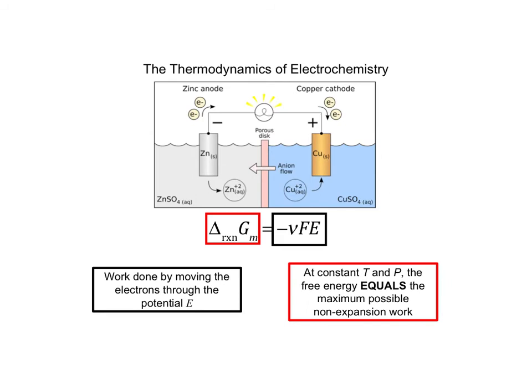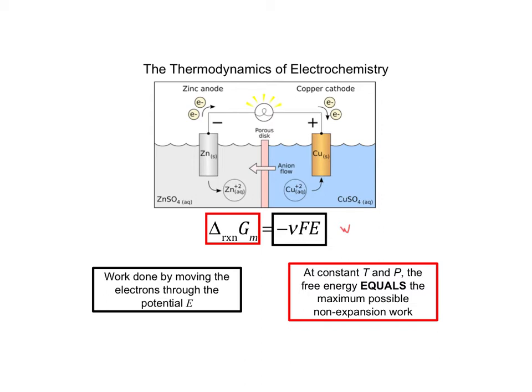So really, work is being done. We're moving electrons through this cell. At constant temperature and pressure, the free energy equals the maximum possible non-expansion work. And so really, this VFE, this is W. This is a new type of work.